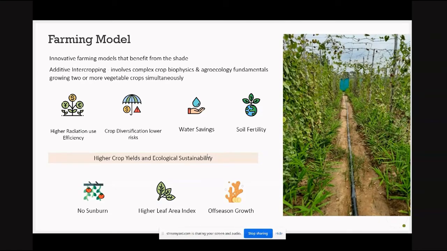But it involves complex crop biophysics and agroecology fundamentals, where you're growing more than one crop simultaneously on the same piece of land. And because there is enough light in India and other tropical climates, you can actually do that. This is not something that you would probably try in Europe. But here, you have the advantage of high radiation use, crop diversification, a lot of water savings, and increased soil fertility because of the biodiversity. And some of the specific advantages for crops are no sunburn, a higher leaf area index for leafy vegetables, and for something like ginger, you can have off-season growth, all resulting in higher yield or higher prices.